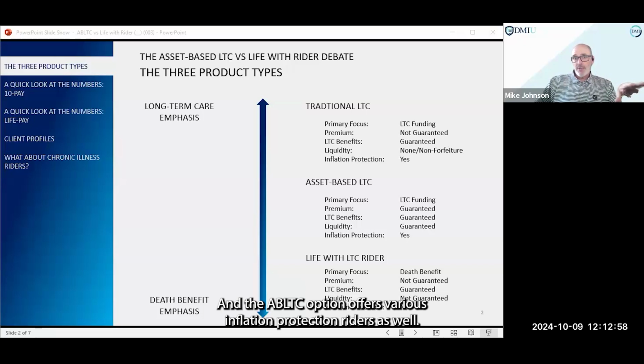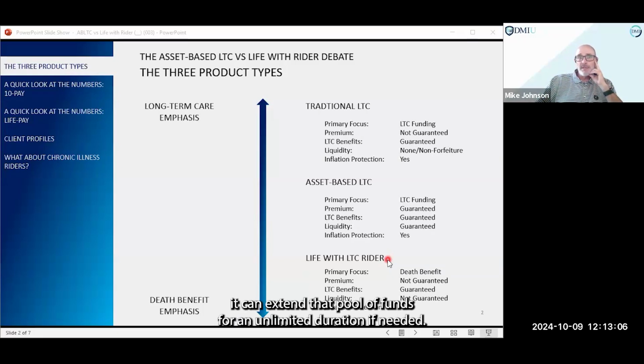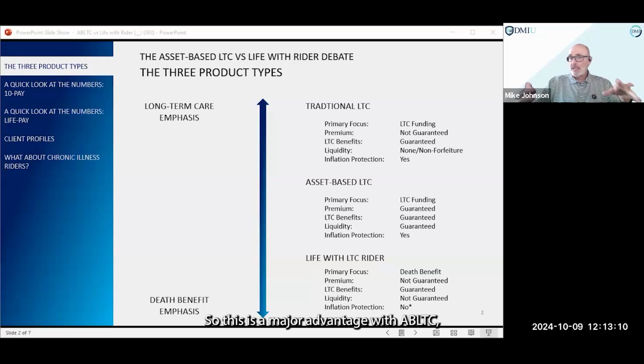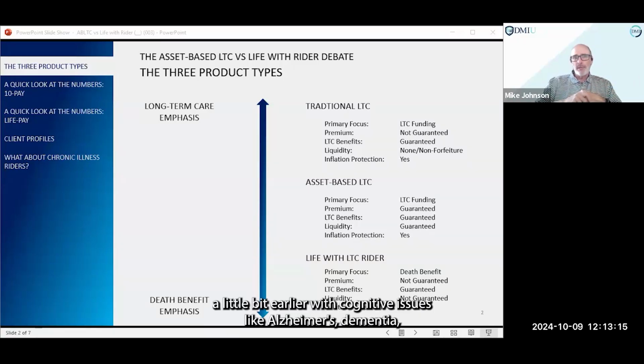And the ABLTC option offers various inflation protection riders as well. In some cases, the way that those riders can be enacted, it can extend that pool of funds for an unlimited duration if needed. So this is a major advantage with ABLTC. And like we mentioned a little bit earlier, with cognitive issues like Alzheimer's, dementia, that long-term care need could extend for a decade or sometimes even longer. So that's important to note.